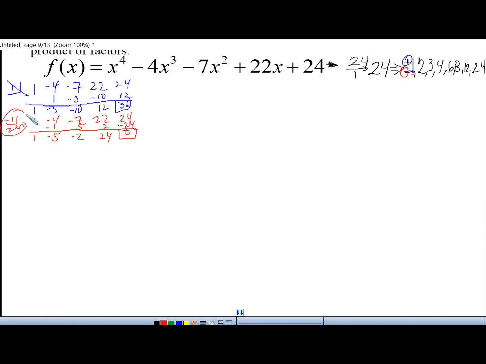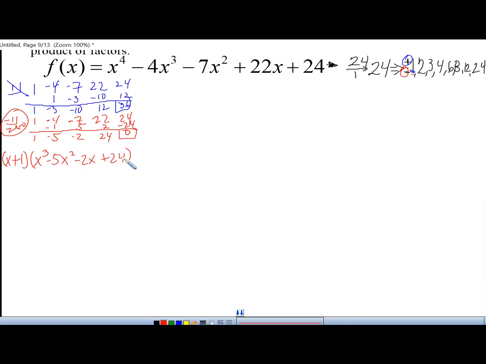So how do we write that and whatever we have left? Go ahead, Hayden. Tell me what to write, starting with our 0. It's x plus 1. And what do we have left? You have x to the third power minus 5x squared minus 2x plus 24. Hayden in the house. Let's go.